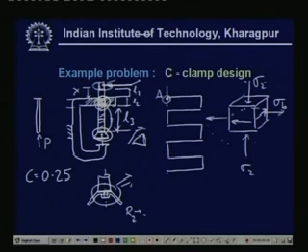Now, once the state of stress is known, then you can use those formulas, that is either the maximum shear stress formula or the von Mises theory of failure criteria, and find out the safe limit, that is whether the thread will fail or not.